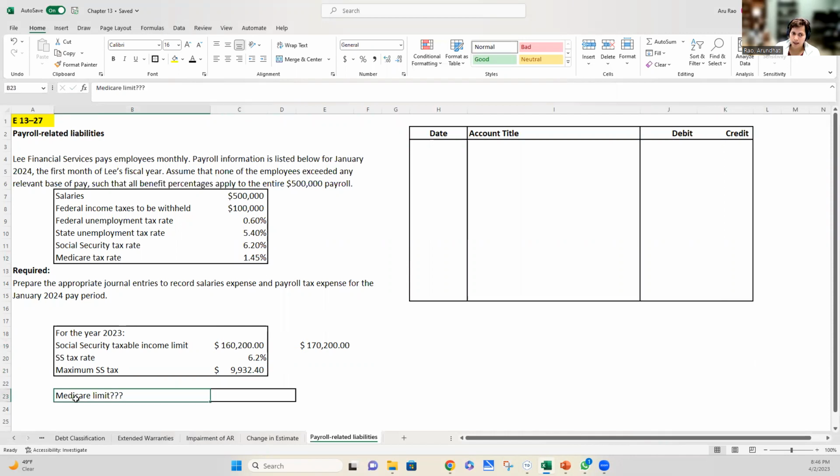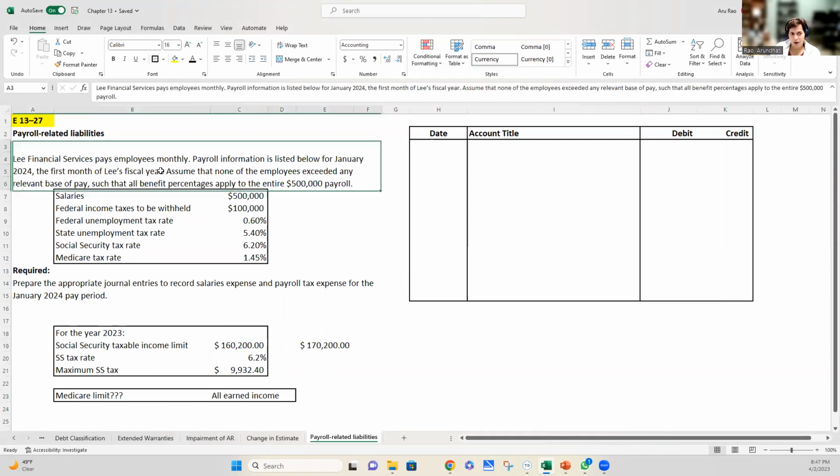What's the Medicare limit? That is, on what income will I be taxed? Well, fortunately or unfortunately, all of your earned income is subject to Medicare tax. So whether I make $10,000, $160,200, $170,200, or I'm one of those 1%ers that makes, let's say, a few million, all of that is subject to the Medicare tax. Anything that's earned income is subject to the Medicare tax and Social Security tax. Medicare, all of it. Social Security, only the first $160,200.